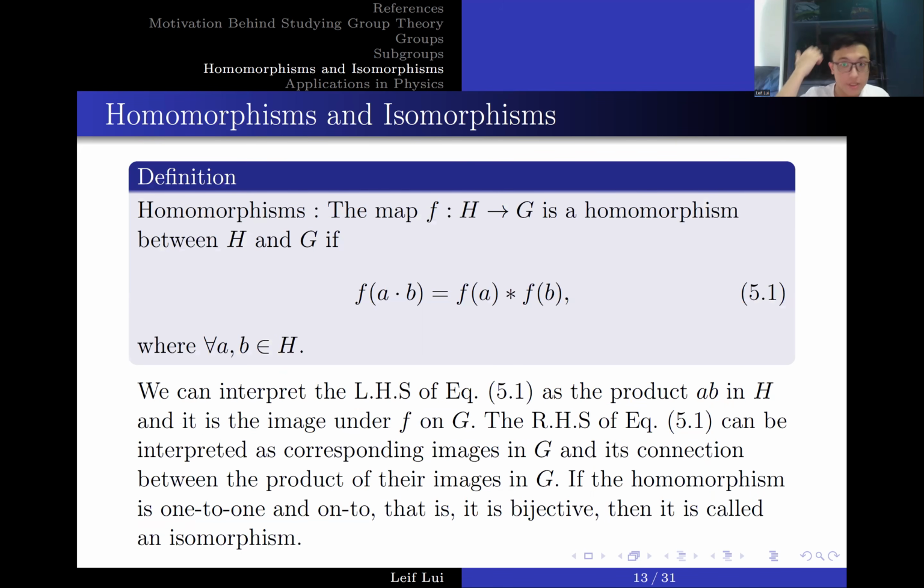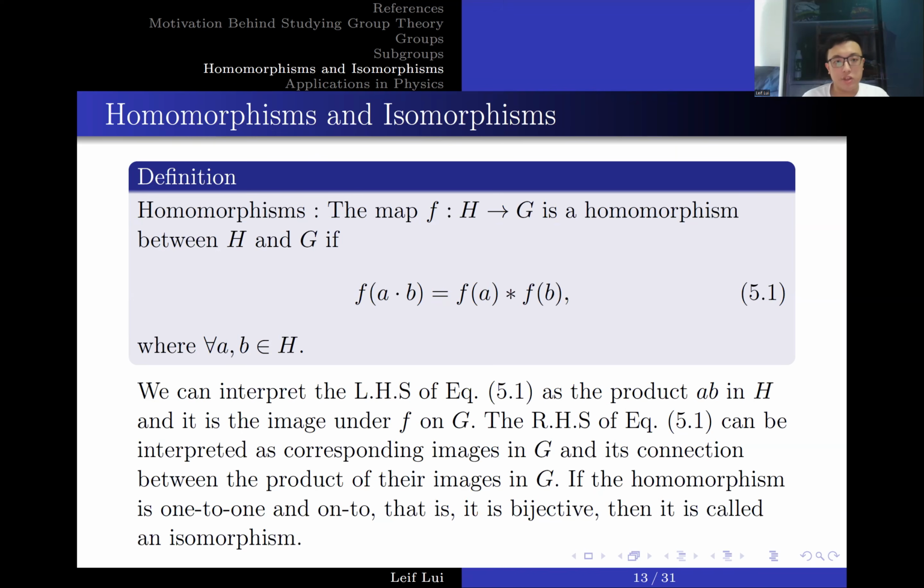So now that we've just discussed subgroups and some examples, let us discuss homomorphisms and isomorphisms. So the map f from some group H to G is a homomorphism between H and G if the following is satisfied. So basically, we have a binary operation in, let's say, H, and we have some binary operation in G such that this is satisfied. And basically this equal sign ensures that the structure of both groups is preserved.